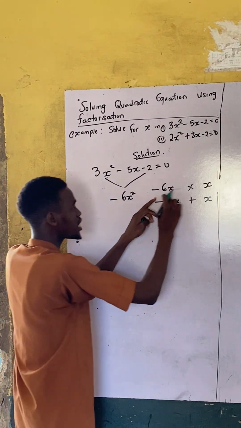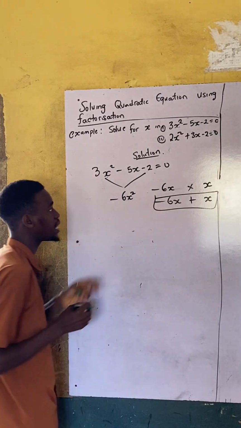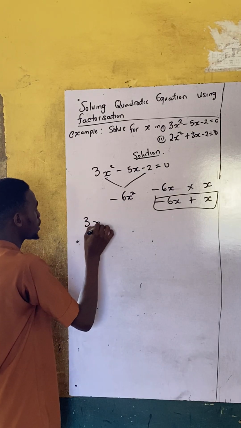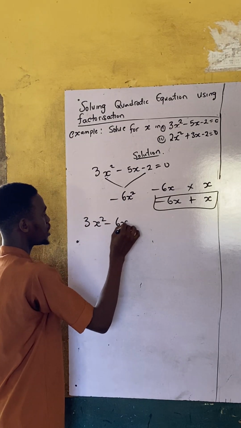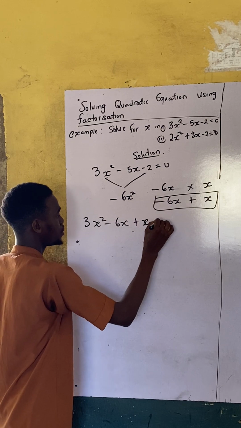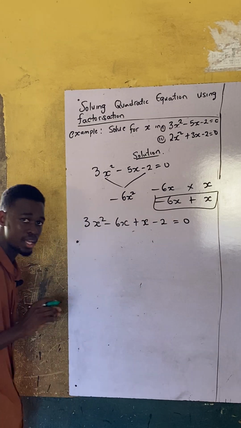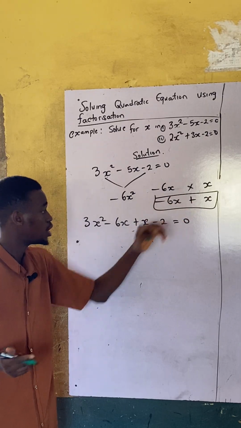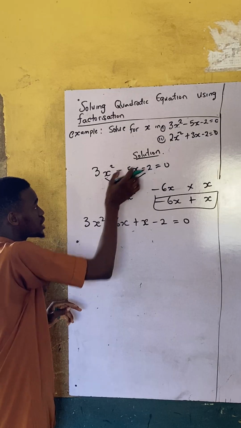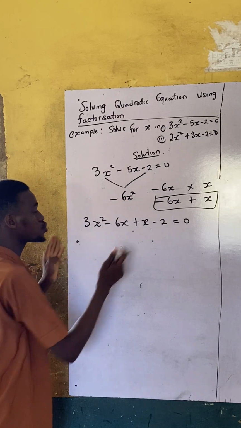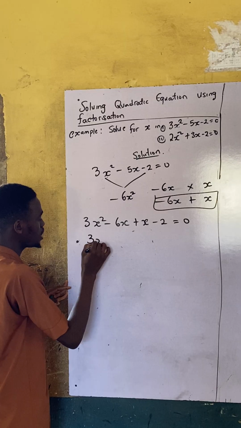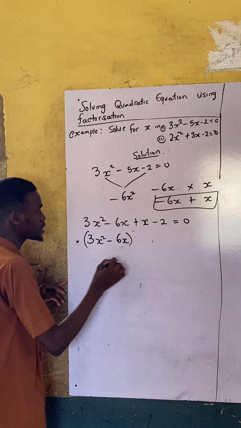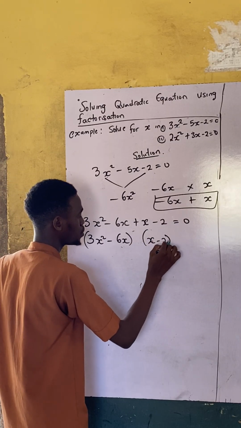Now we are going to represent the minus 5x by these two terms, which means this will become 3x squared minus 6x plus x minus 2 equals 0. Whatever numbers you get, you are going to use the addition one, not the multiplication. So when you input this to represent minus 5x, the next thing is to group them. This will give us 3x squared minus 6x in a bracket, x minus 2 in a bracket.